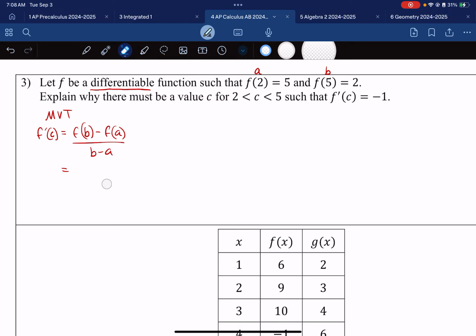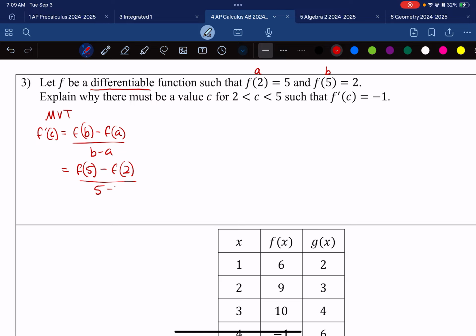That, while it is correct, I'm going to back up and make sure I take my time. This is going to be f of 5 minus f of 2 all over 5 minus 2. And that's going to be equal to f of 5 is 2 minus 5 all over 3. And that's going to be equal to a negative 3 over 3, which is equal to a negative 1. Again, there's a bunch of f prime of c's that are copied down.